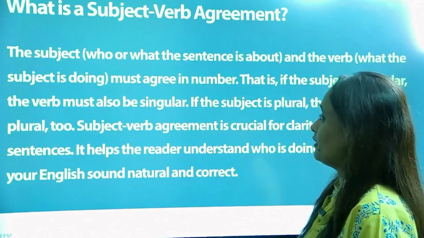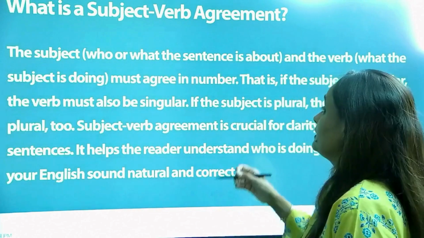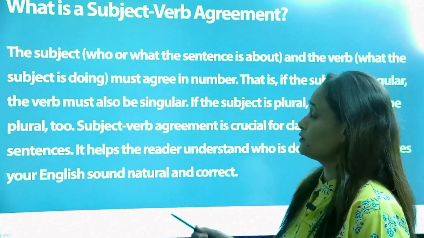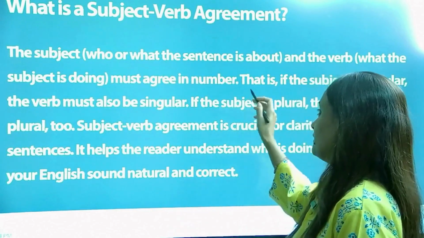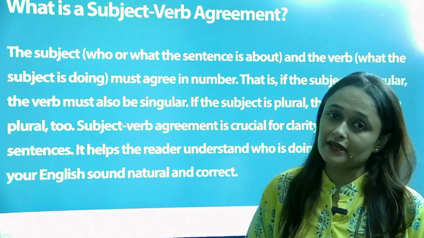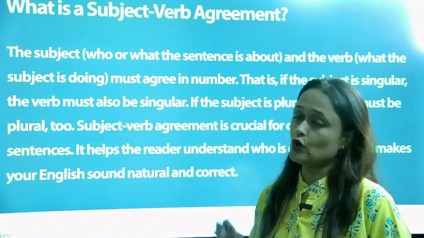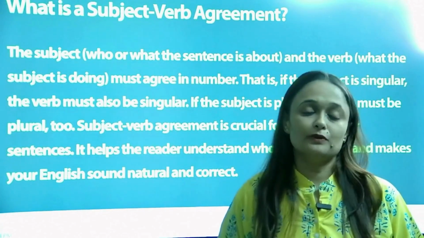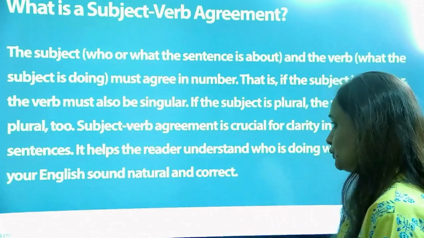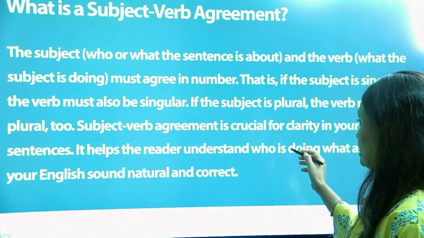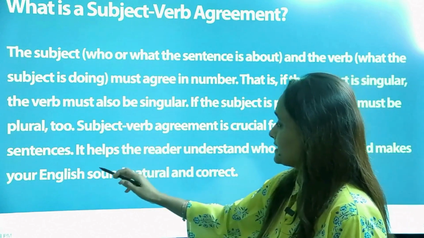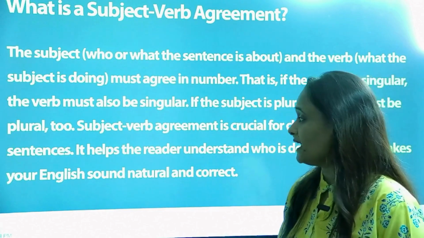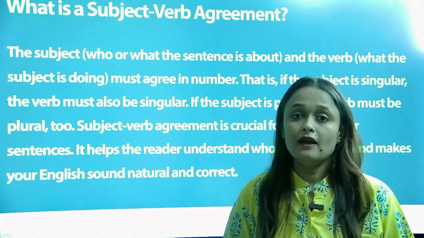What is subject-verb agreement? The subject, who or what the sentence is about, and the verb, what the subject is doing, must agree in number. That is, if the subject is singular, then the verb must also be singular, and if the subject is plural, the verb must be plural too. Subject-verb agreement is crucial for clarity in your sentences. It helps the reader understand who is doing what and makes your English sound natural and correct.